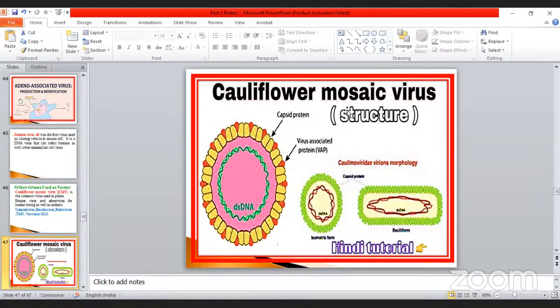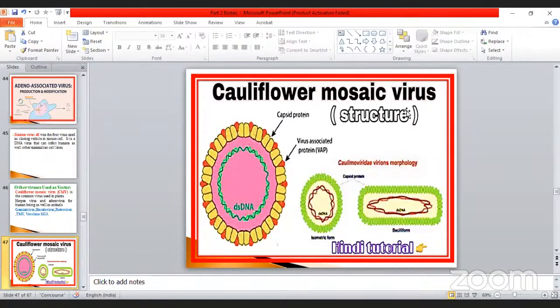Inside there is a nucleic acid, which may be double stranded or single stranded. Here, it is a double stranded DNA molecule. This is the structure of the double stranded DNA molecule. It is surrounded by a covering layer called the capsid protein, and virus associated protein molecules are also there. They are sunken in nature, meaning partially buried, just like stomata on leaves. So this is the structure of the cauliflower mosaic virus. Sometimes they may ask questions in this part. Double stranded DNA. Cauliflower is a plant.